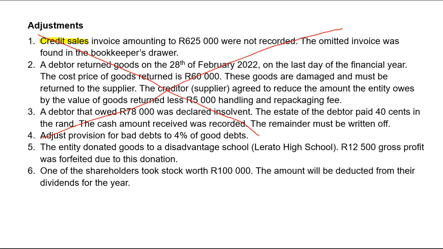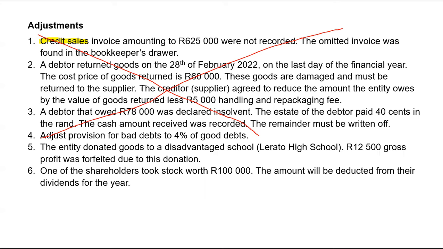Then they say the entity donated goods to a disadvantaged school, which is Lerato High School, and 12,500 gross profit was forfeited due to this donation. That's a tricky one, don't you think? Why is it tricky? It is tricky because donations are only recorded at cost price. Donations are recorded at cost price.